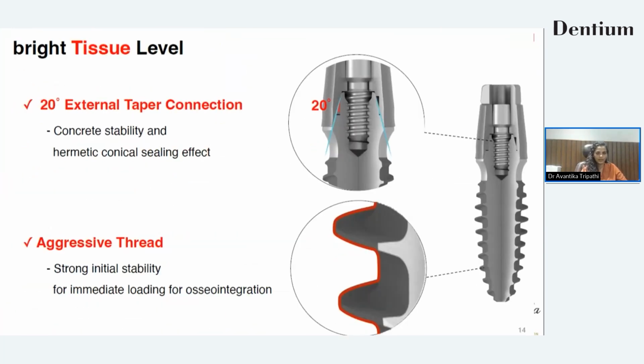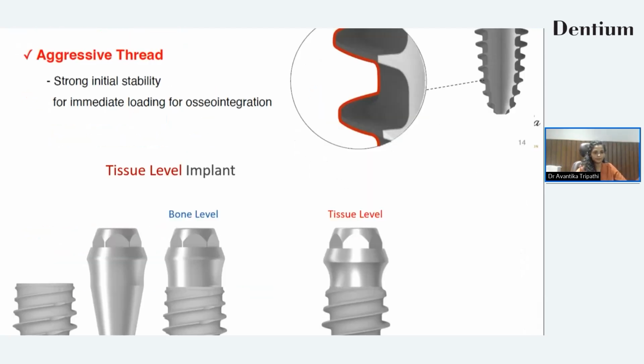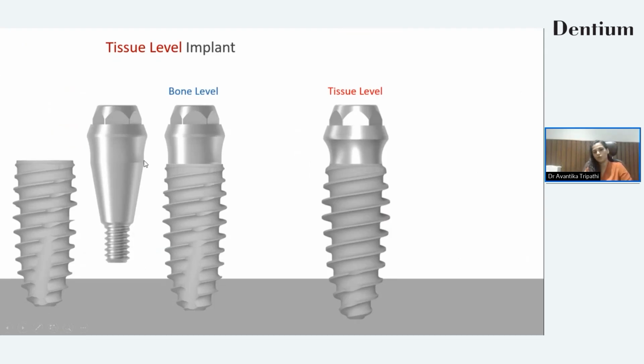As I told you, it has an external tapered connection. It has aggressive thread design. It has a dome shaped body, and the angle which the abutment is making with the external surface of the fixture is 20 degrees. If I'm going to put a multi-unit abutment over a bone level implant, it will look like a tissue level implant. So the prosthetic components that I will be using over the tissue level implants, I can use after putting the multi-unit abutment over a bone level implant, which makes the prosthetic workflow very, very simple.